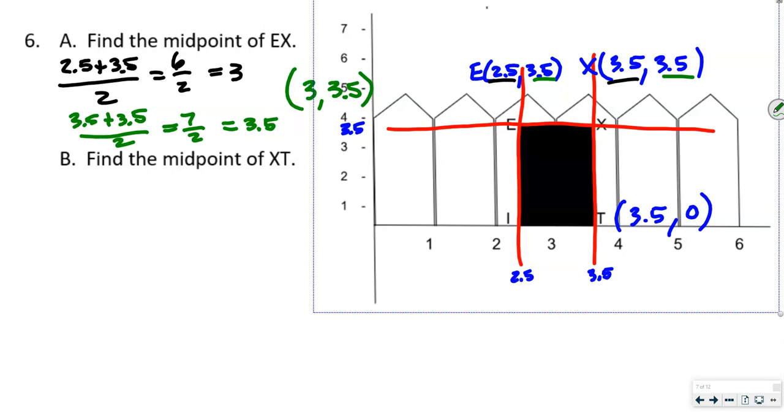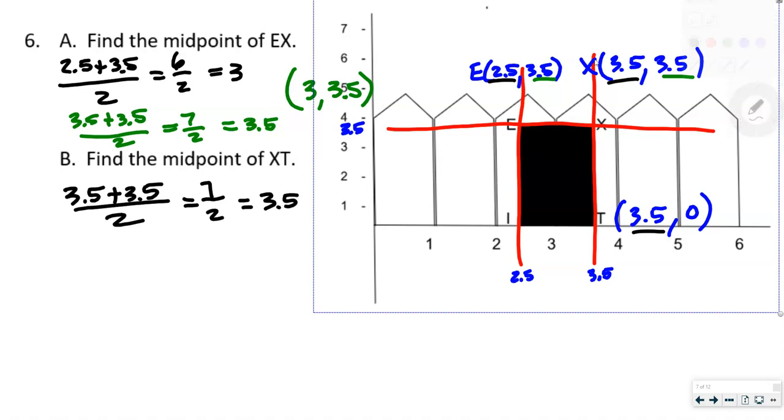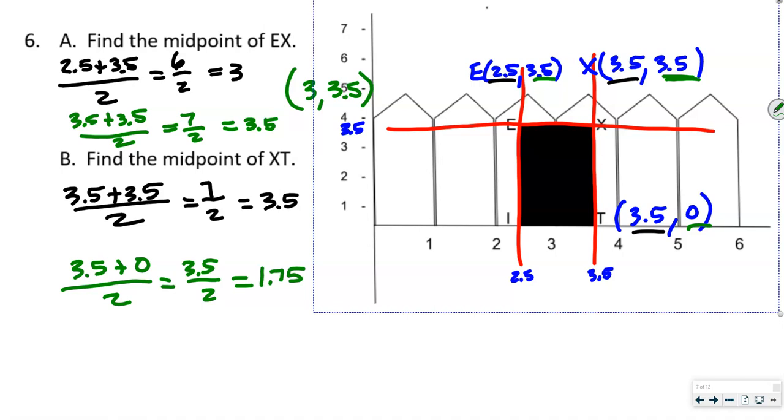We're going to do the same thing for the XT. So here we go again. So the X value of the X and the T is the same. 3.5 plus 3.5 divided by 2. That's the same one we just got a second ago, so you guys should be able to see that pretty quick. Now we're going to do, again, our Y values. You see them right here? So we're going to go 3.5 plus 0 divided by 2. That's 3.5 divided by 2. Do that in your calculator. That's 1.75. So the midpoint of this one is 3.5 comma 1.75.